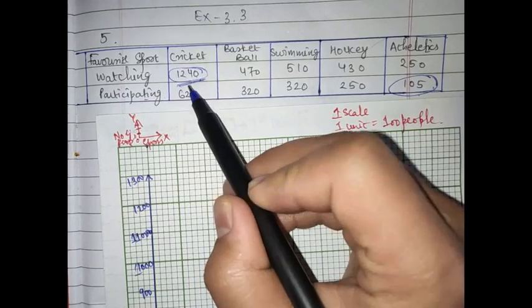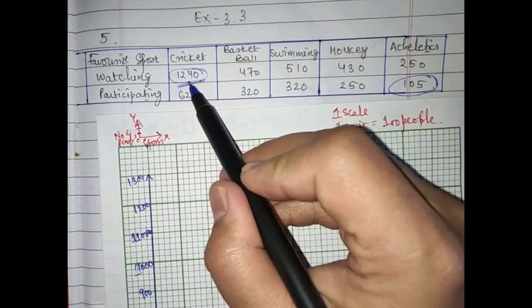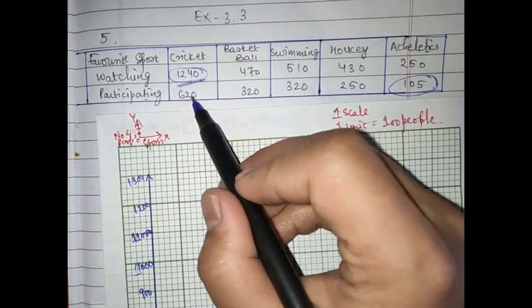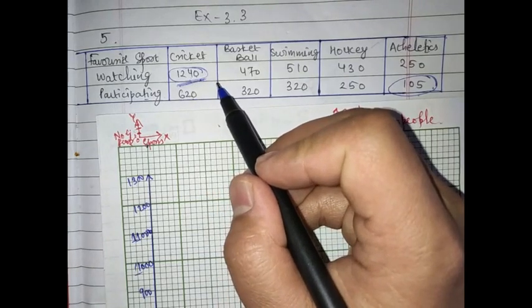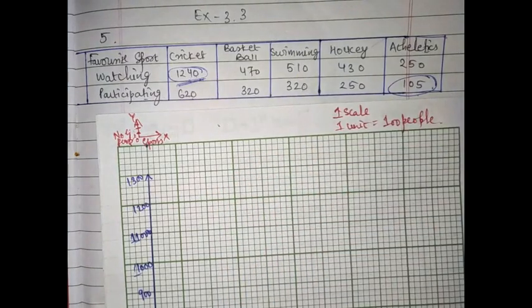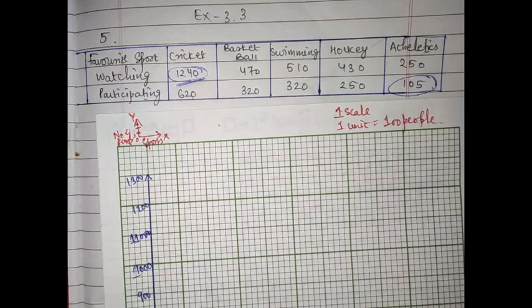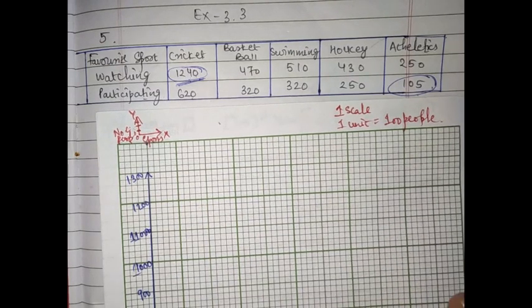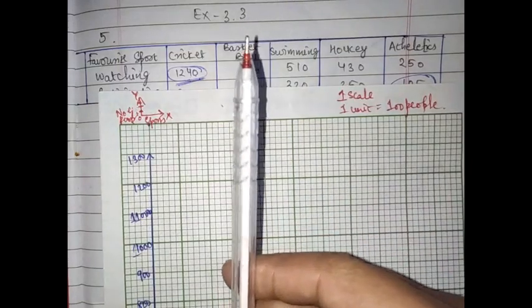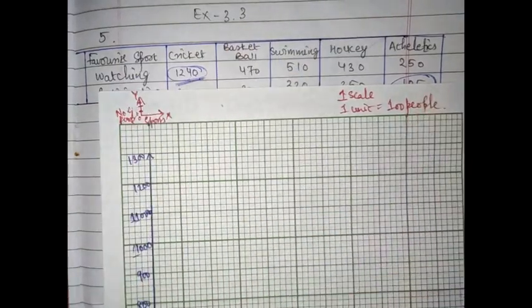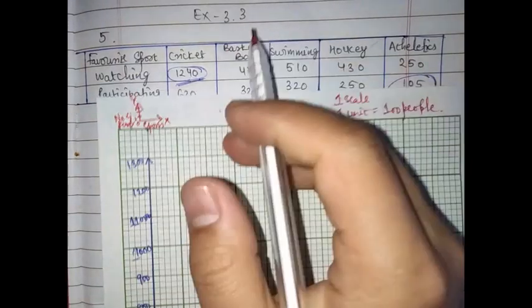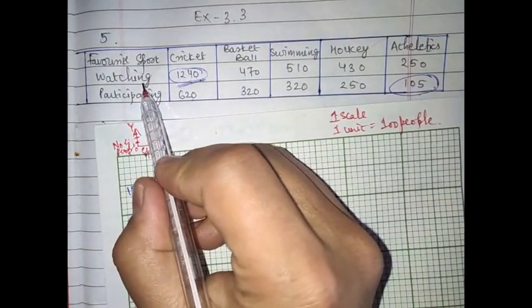First of all, we will make for watching, then we will make for participating, like how we did in the previous question, first term and second term. So in this question also we will be using two different pencils, whatever you have. Here I'm using the red pen and the black pen. For the person who is watching, I'll be using the red pen.